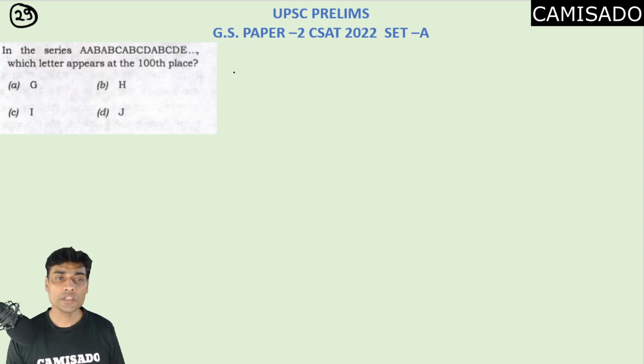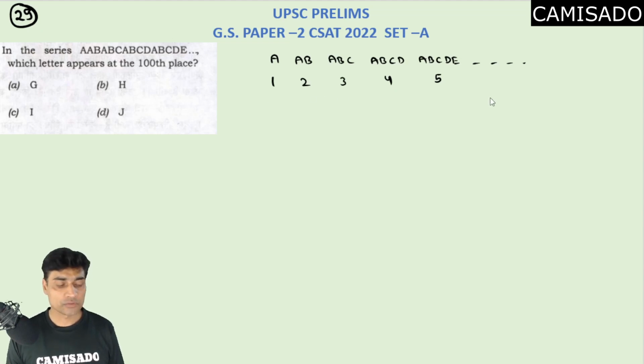Now next, in the series A, AB, ABC. So you can see the series like this. First is A, then it's AB, then it's ABC, then it's ABCD, then it's ABCDE, and this sequence will follow. So here is one alphabet, then 2, then 3, then 4, and then 5, and so on. Which letter appears at the 100th place? Following this way, using division we can do this question.